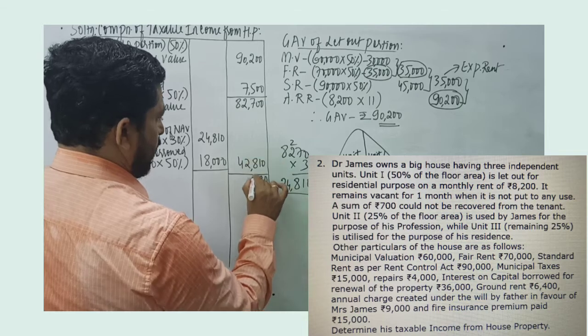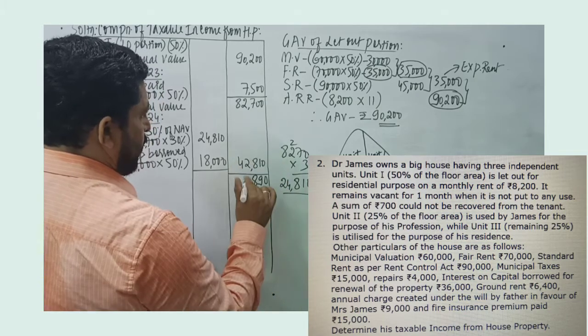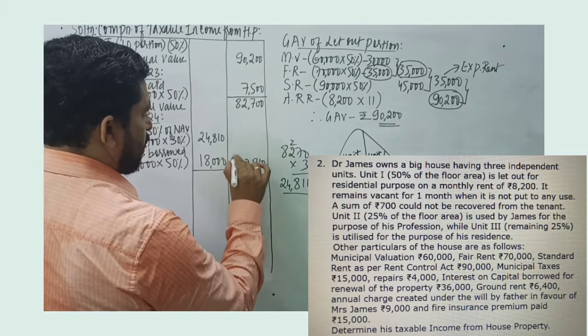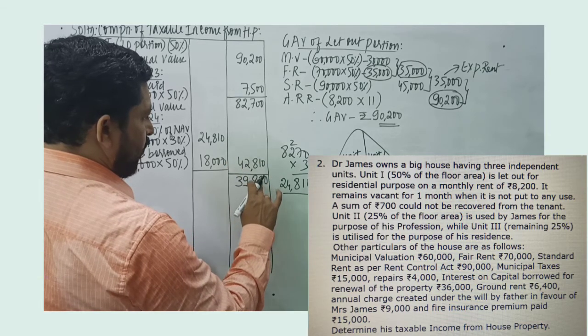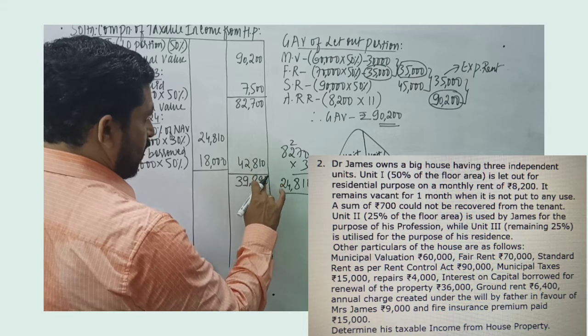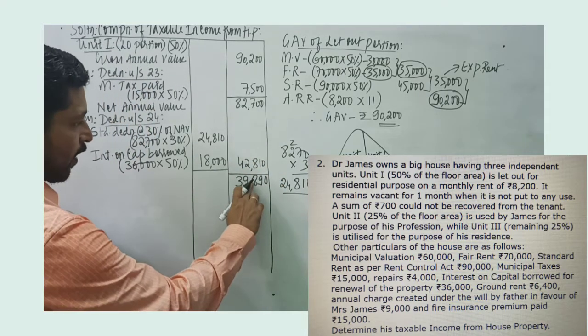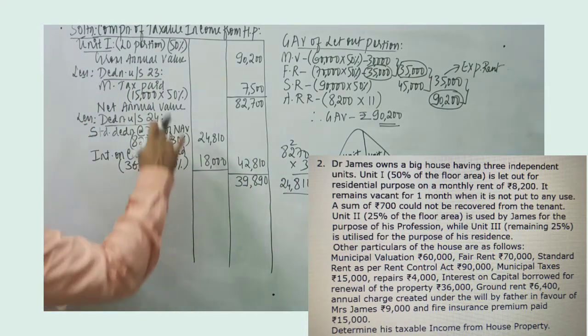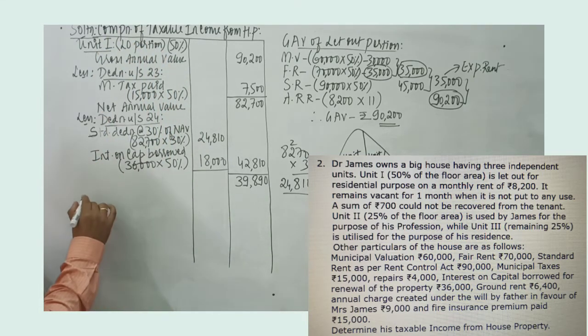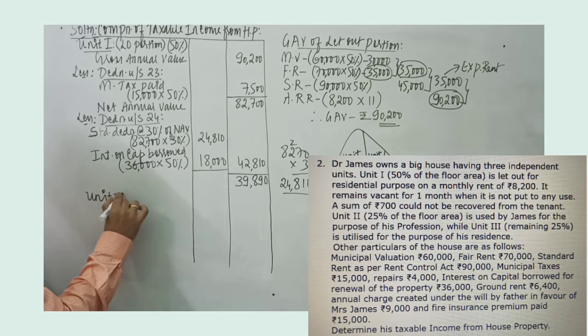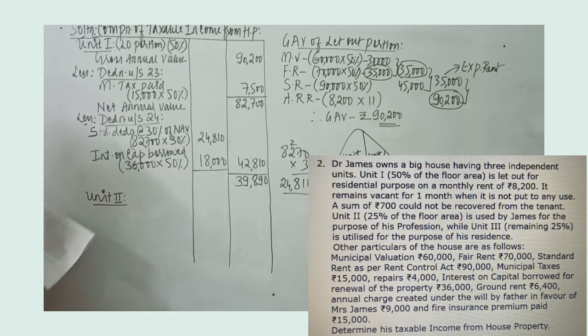So 82,700 minus 42,810 gives 39,890, which will be the income from the let out portion. The second part that we will take is unit 2. Now what is given as per unit 2?